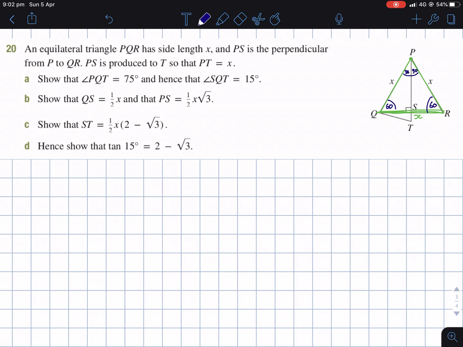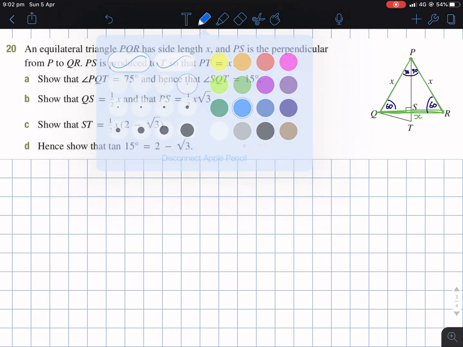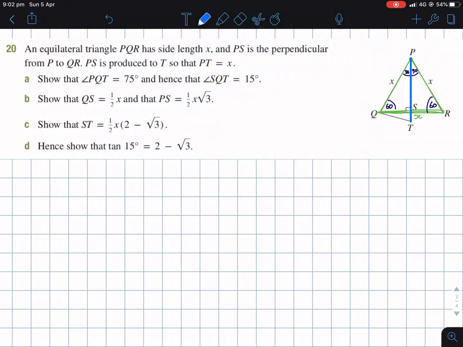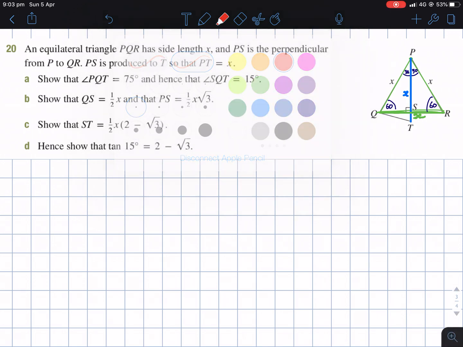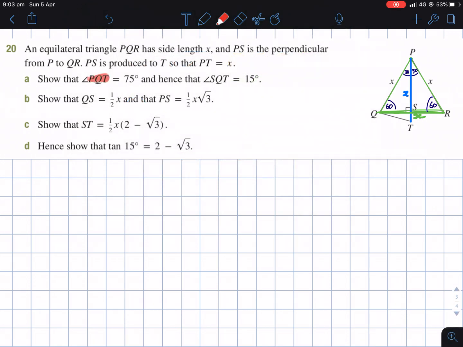Okay. They've also told us that PS is produced, so PT is also X. So we've also got this line going down here and its length is X as well. So the line going across here was also X, but the line going all the way down is X as well. They want to know PQT. So if I draw angle PQT, that's this whole angle here. So we know that part of it's 60, but we're trying to find the other part.